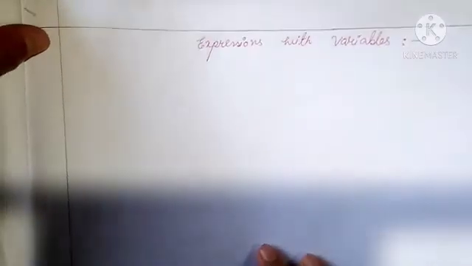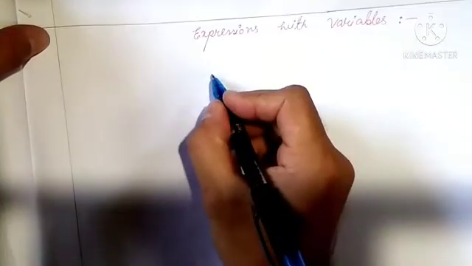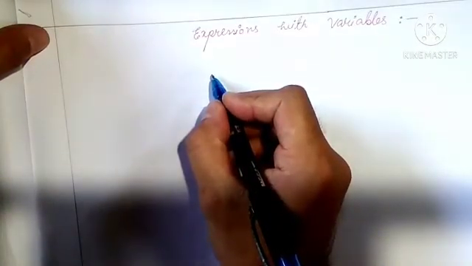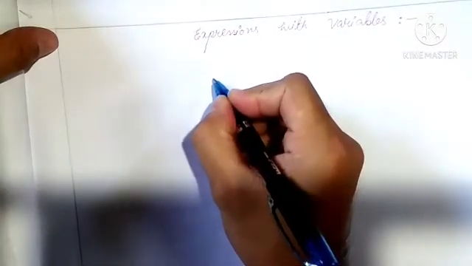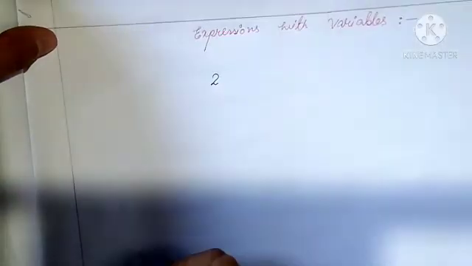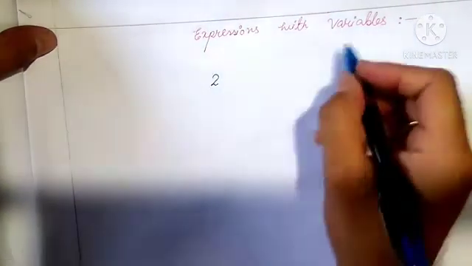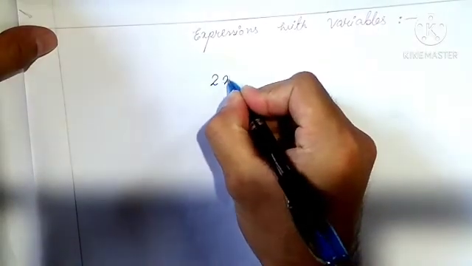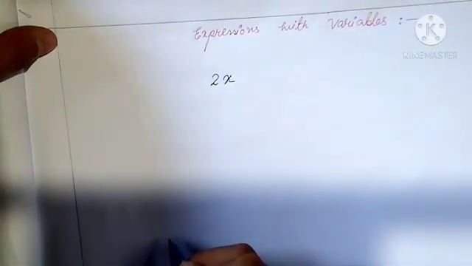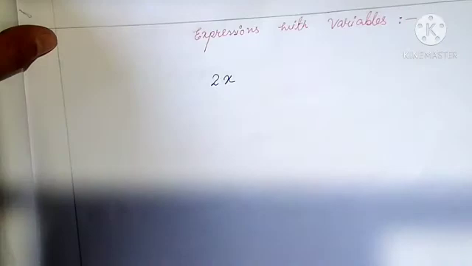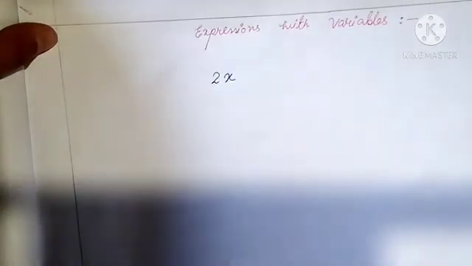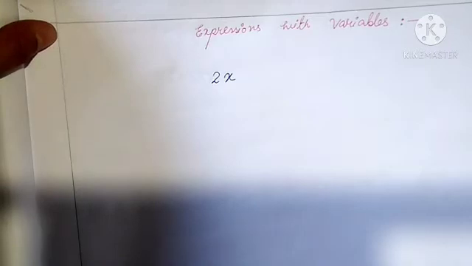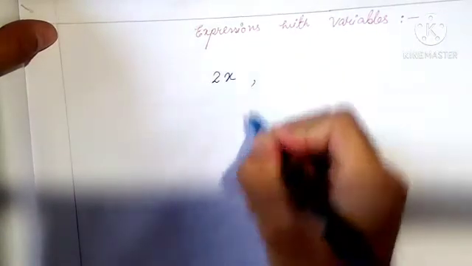So let's try to write an expression with variable. For me, I will choose the number 2, which we call the constant 2. Understood? Then the variable, I will choose a variable x. So twice x. This is an expression with a variable. So this is an example of an expression with variable, twice x. Understood? Then we can make another one.